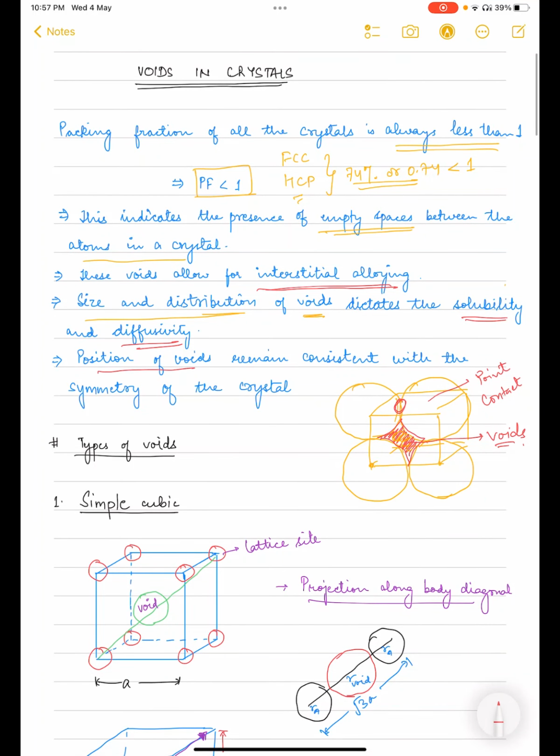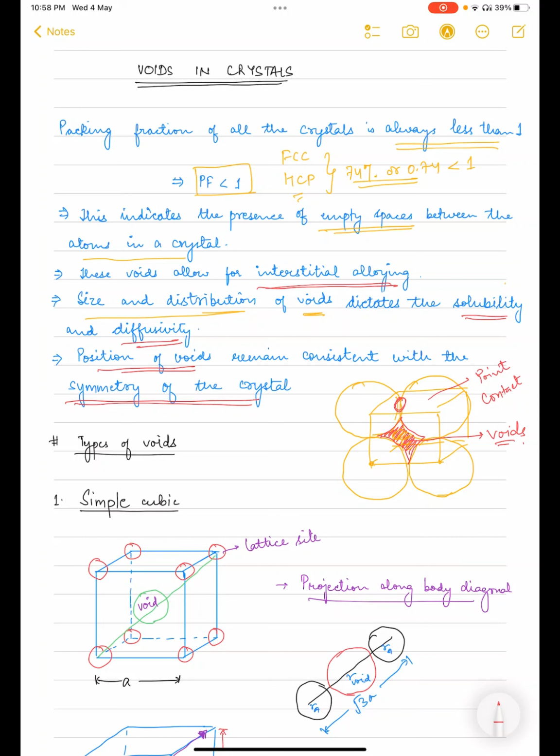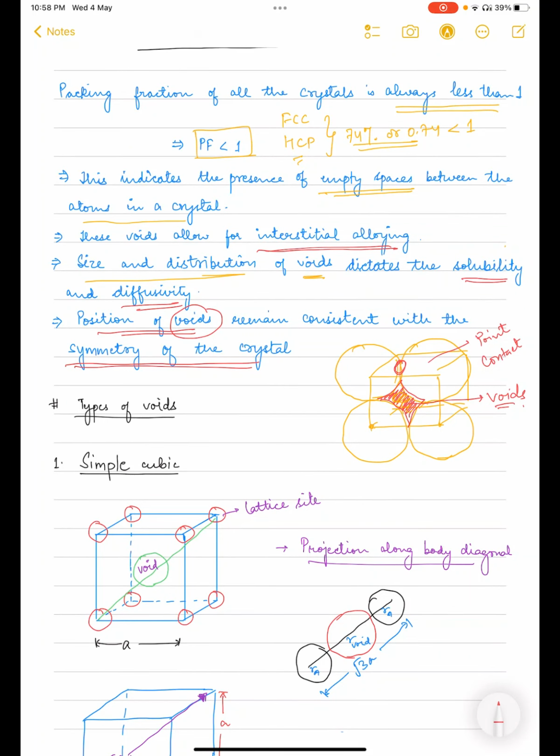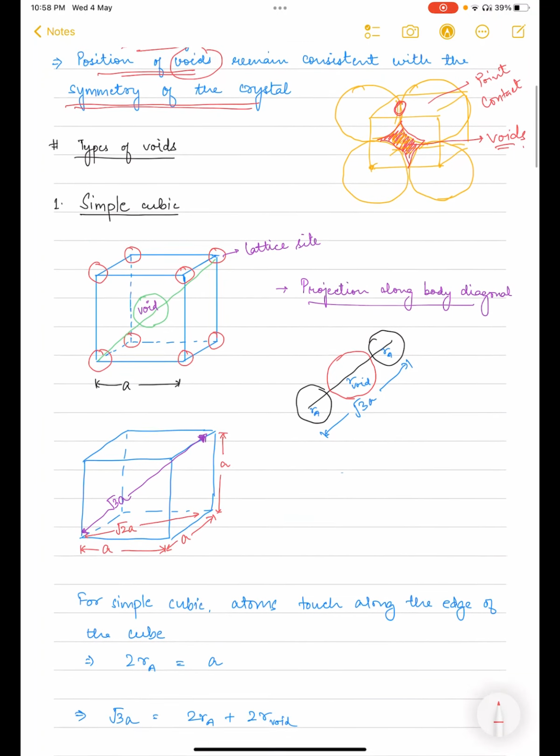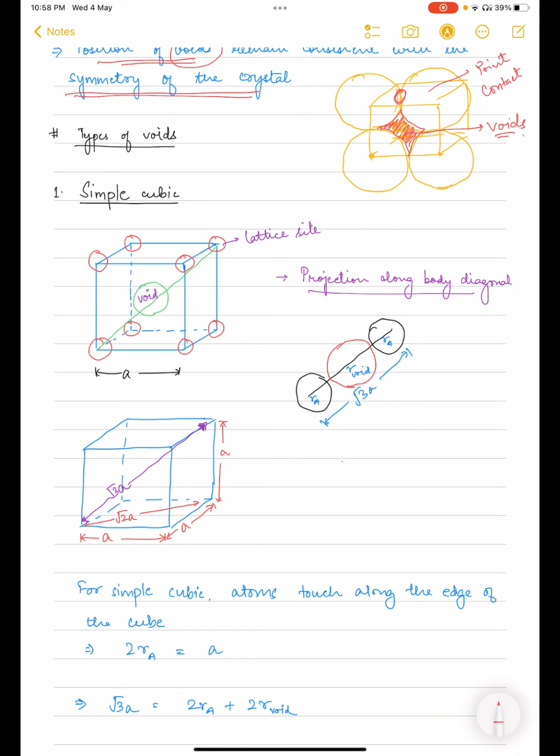Now, the positions of these voids remain consistent with the symmetry of the crystal. Suppose, like cubic crystals have four threefold rotational symmetries along the body diagonals. So these voids also have similar symmetries. Let us continue to the different types of voids in different crystal systems, starting with the simple cubic structure.